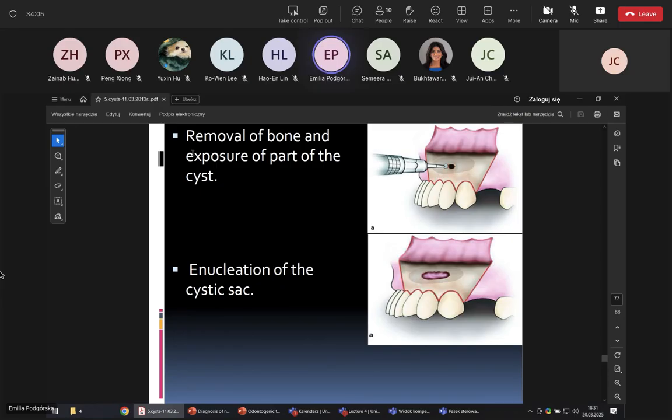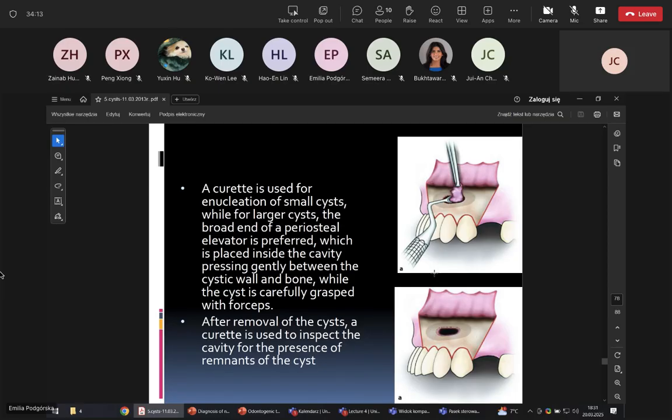Removal of bone and exposure of part of the cyst. Enucleation of the cystic sac. A curette is used for enucleation of small cysts, while for larger cysts, the broad end of a periosteal elevator is preferred, which is placed inside the cavity, passing gently between the cystic wall and bone, while the cyst is carefully grasped with forceps. After removal of the cyst, a curette is used to inspect the cavity for the presence of remnants of the cyst.